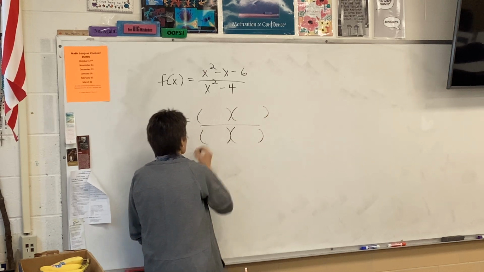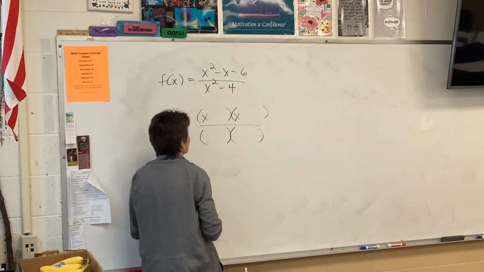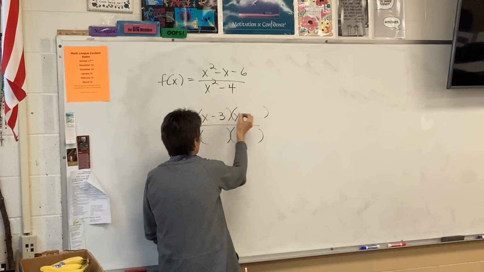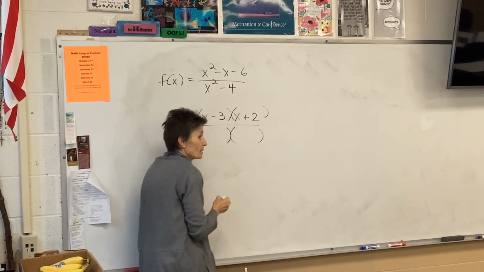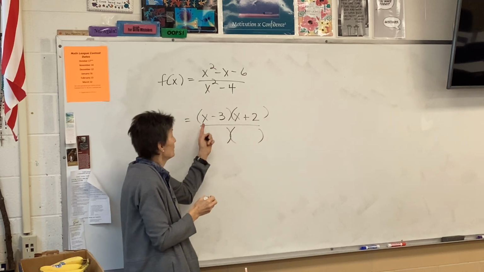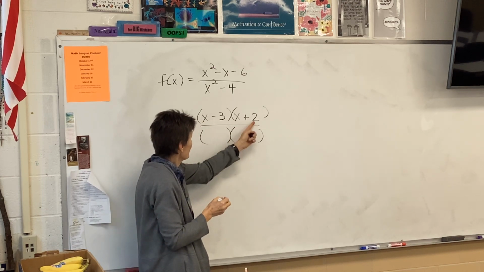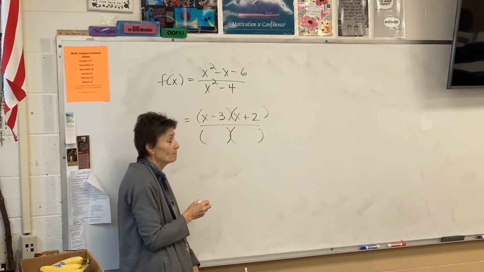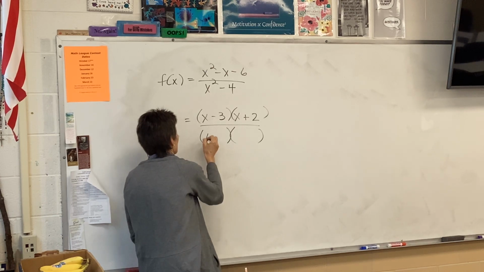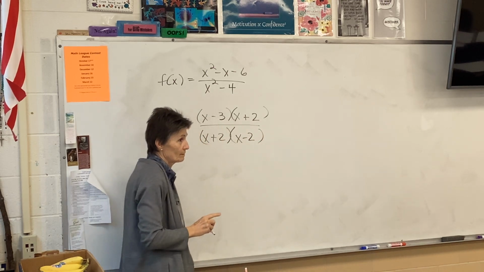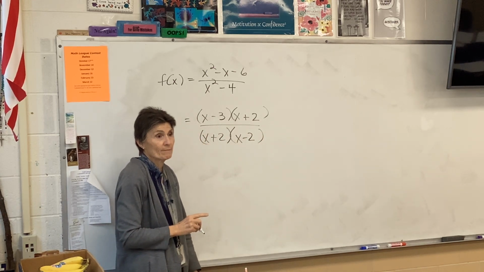All right, how does the top factor? Think about it. Minus 3, plus 2. And if I do a quick FOIL, x squared plus 2 minus 3, yep, that looks good. How about the bottom? Difference of squares, so x plus 2 and x minus 2. Perfect, we are factored. All right, everybody?